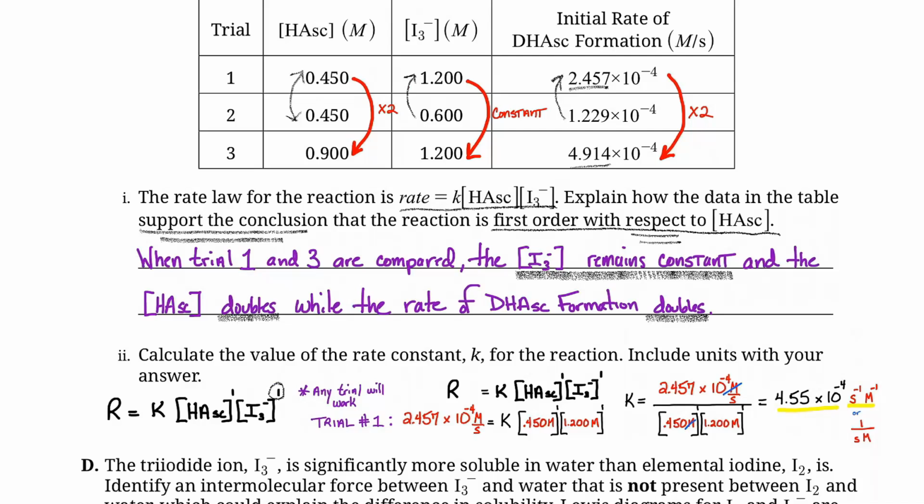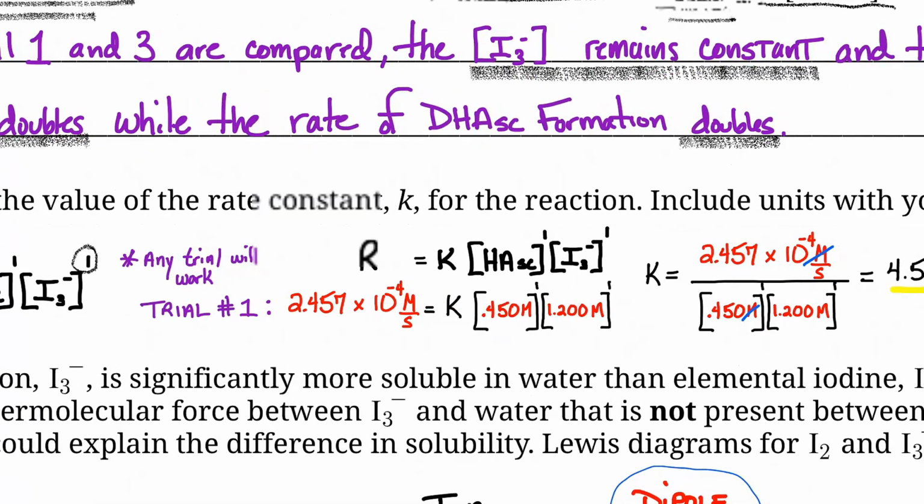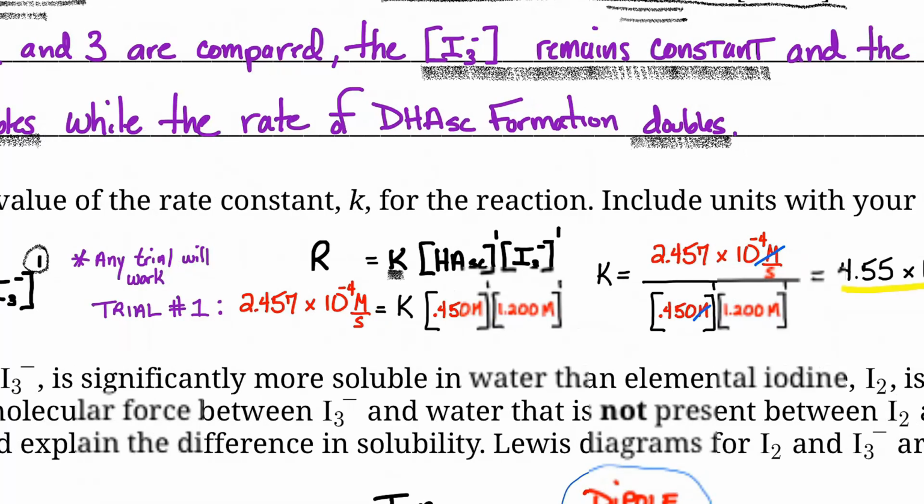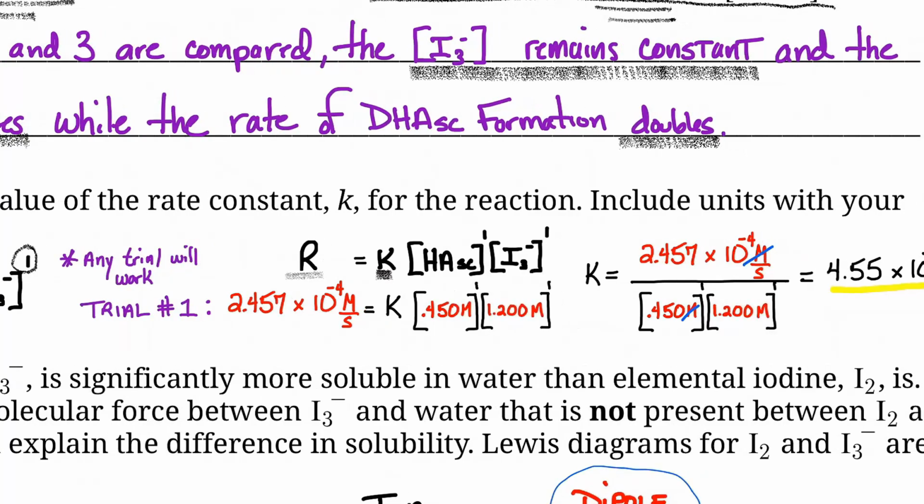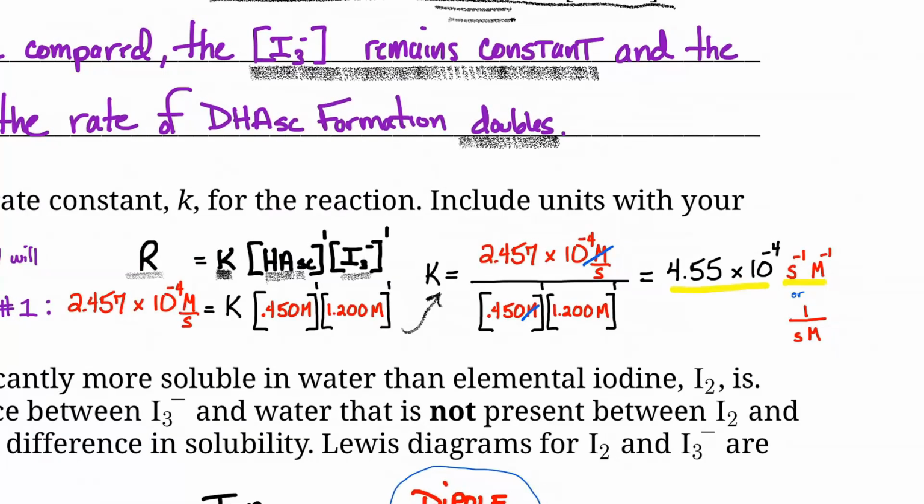In any case, once we know that it's first order, we're going to use any trial. That's important you understand. We can use any trial because the rate law constant is constant, and it won't change no matter what trial you use here. So all I did was take the values given for the rate of the first trial, the initial concentration for the ascorbic acid for the first trial, and the initial concentration for the triiodide. So I just plugged them into my rate law formula, and then all I did was rearrange and solve for it. Okay, and using my calculator, I came up with 4.55 times 10 to the negative 4.